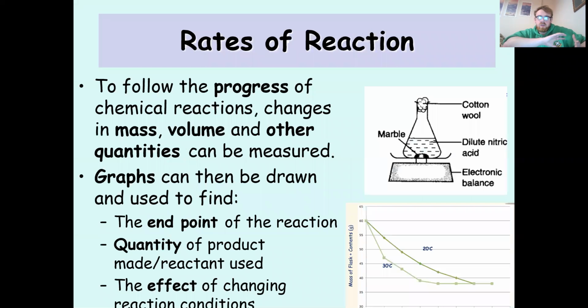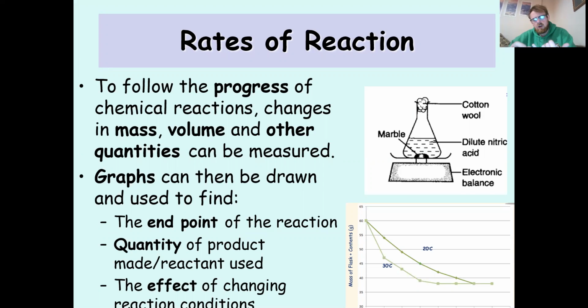So you know that in order to follow the progress of chemical reactions, changes in mass, volume, and other quantities can be measured. Essentially, what that means is in order to tell how fast or slow a reaction is, you can see the change in mass as chemicals get used up and gas is released. Volume of gas is an incredibly common one, and other quantities, sometimes pH maybe, and that's a really rare one, but I have seen a couple of past paper questions based on it.